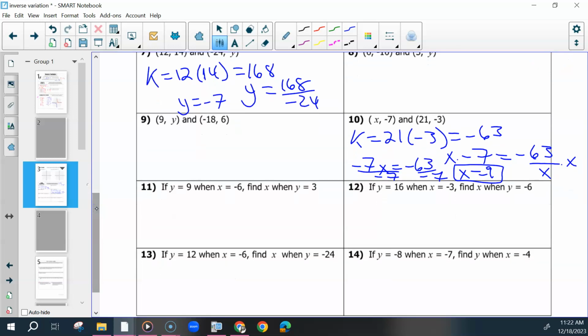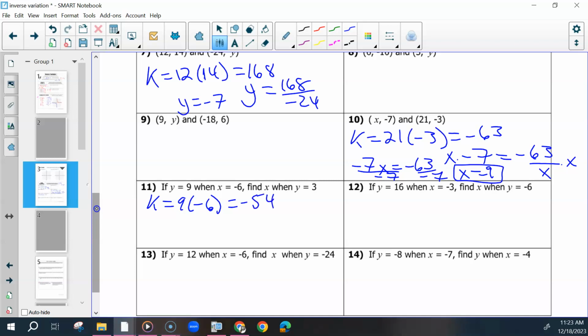11 through 14 are just like those, they just have more words. So let's try 11. If y equals 9 when x equals negative 6, find x when y equals 3. So what would our first step be? Think about what we did in the previous two problems. What did we do first? 9 times negative 6. Yes. Multiply to find k. What would that be? Negative 54.